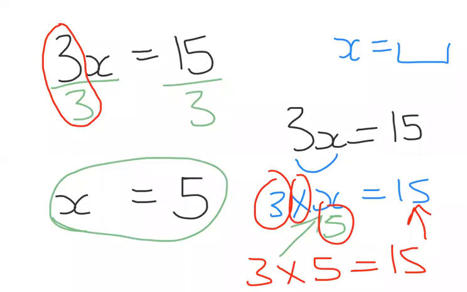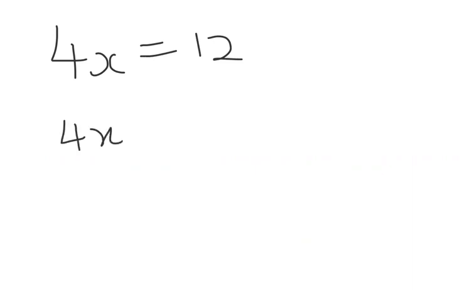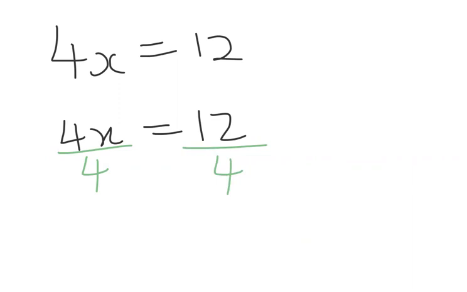All right, let's just do another one like that. Let's say 4x equal to 12. So with the previous example, let's just write the 4x equal to 12 again. To get rid of the 4, we're going to multiply by 4. But what we do on the left, we do on the right as well. Sorry, not multiply by 4, divide by 4.